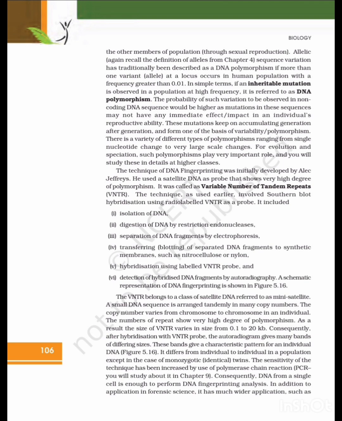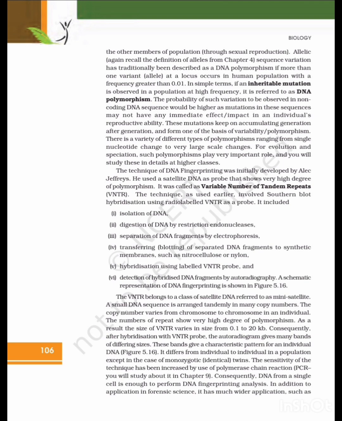Consequently, after hybridisation with the VNTR probe, the autoradiogram gives many bands of differing sizes. These bands give a characteristic pattern for an individual DNA, figure 5.16. It differs from individual to individual in a population, except in the case of monozygotic, that is, identical twins. The sensitivity of the technique has been increased by the use of polymerase chain reaction (PCR).